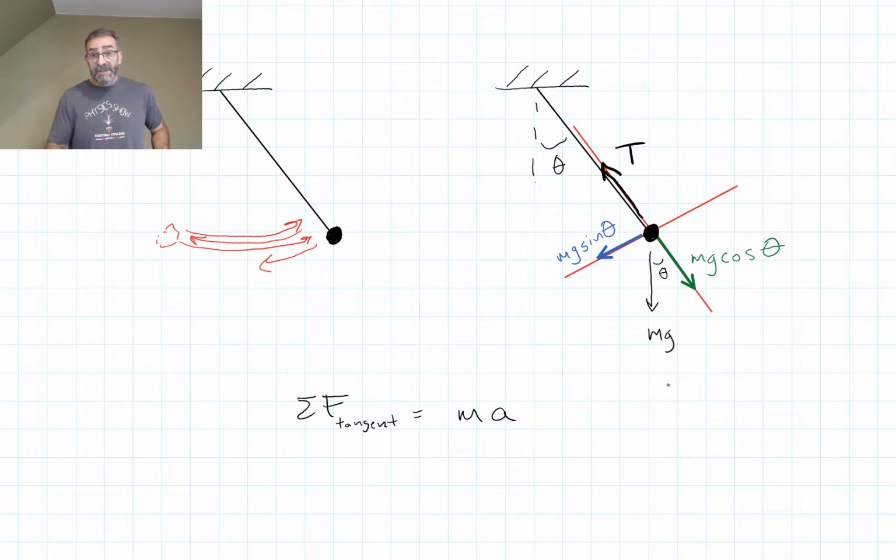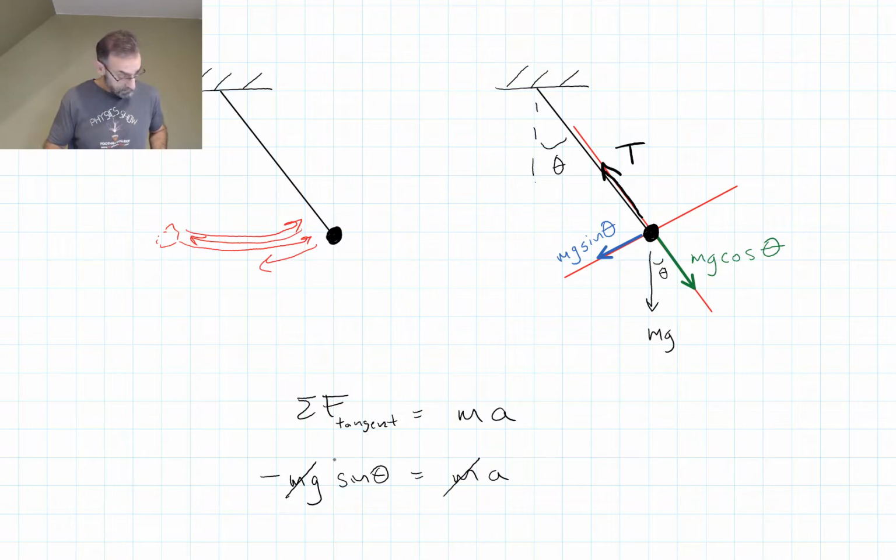So my tangential acceleration is going to be equal to the sum of the forces in that direction. And there's only one force in that direction. And it's opposite the direction of the displacement. If I pull this mass up and to the right, the force is back to the left. So if I write this as a vector equation, I really need a negative sign there to keep everything correct as far as directions are concerned. The mass cancels out.